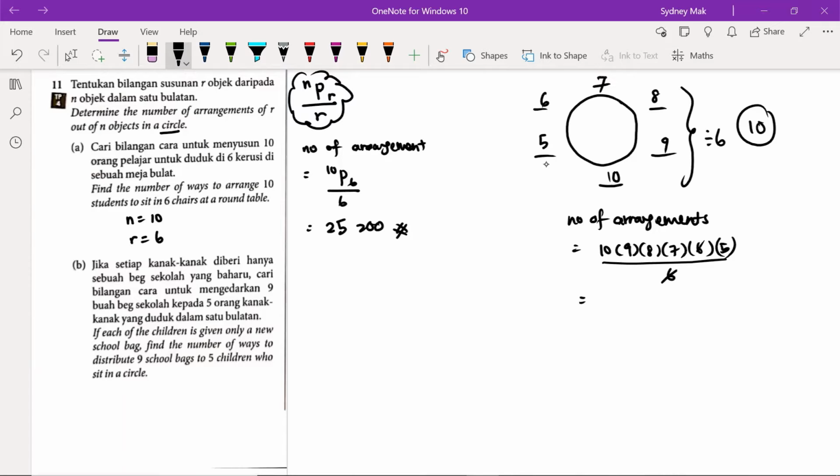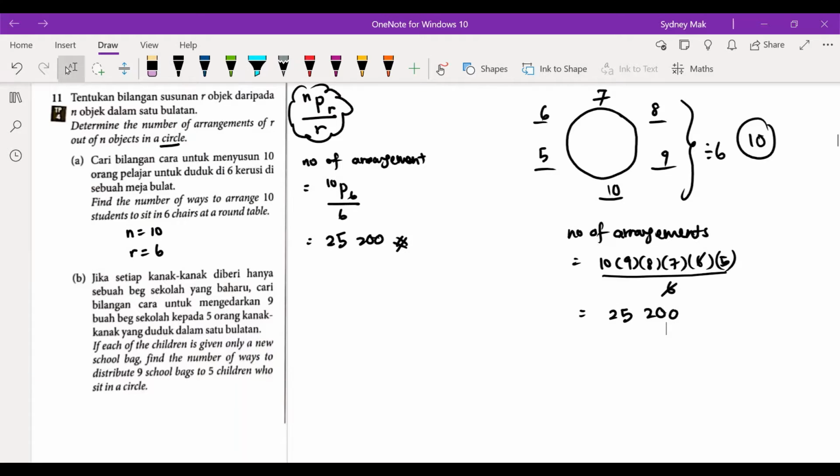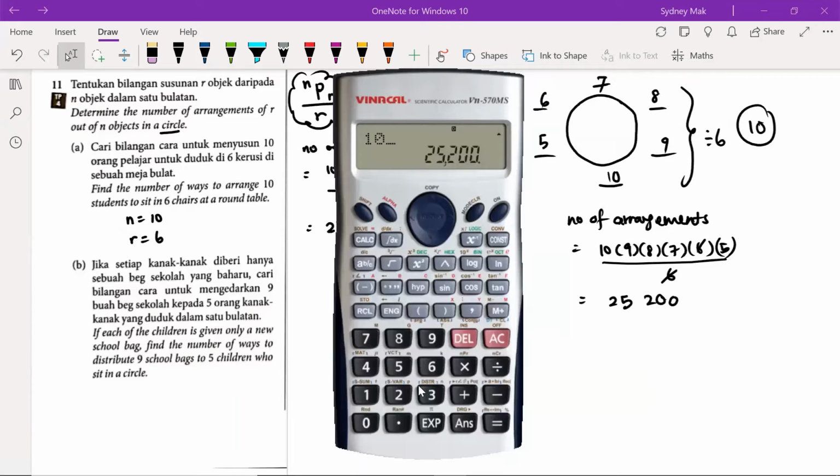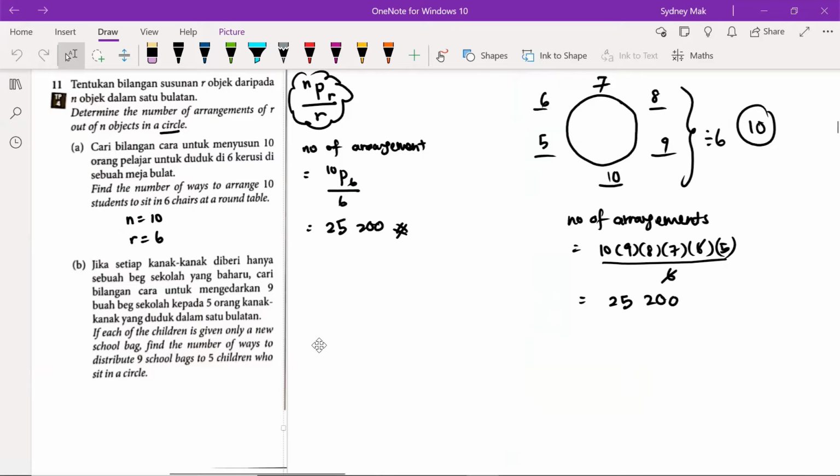Once we simplify this, we will have 25,200. Check with the calculator: 10 times 9 times 8 times 7 times 5, and that's the answer. See, 25,200, because 6 and 6 are already simplified. All right, so let's move on to B.